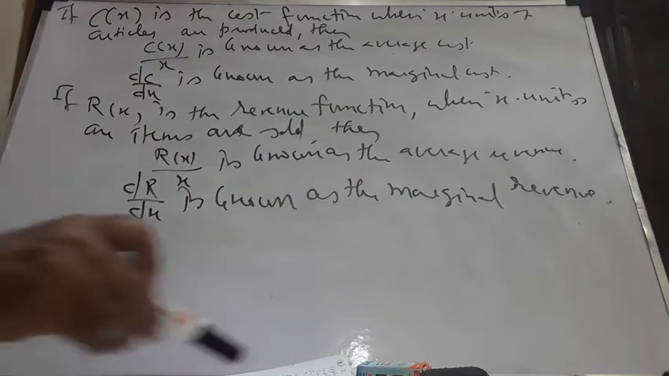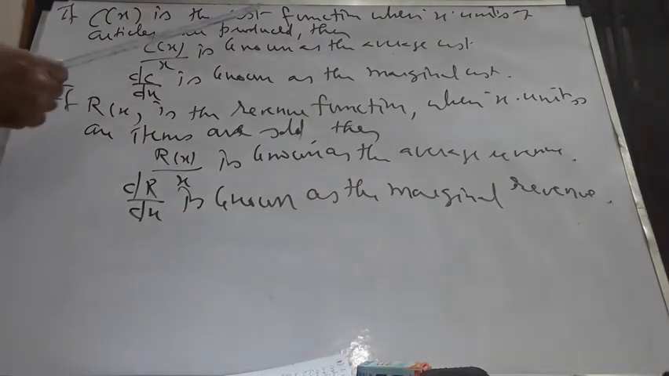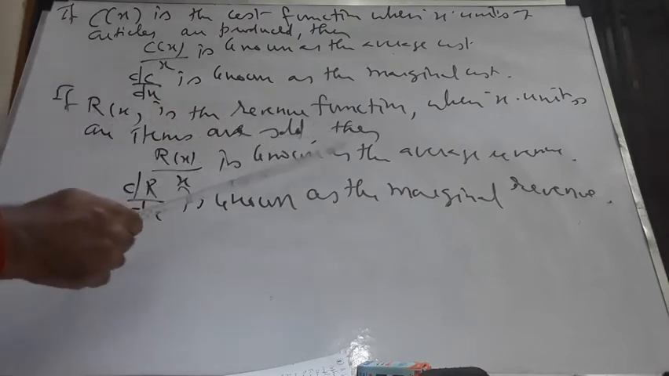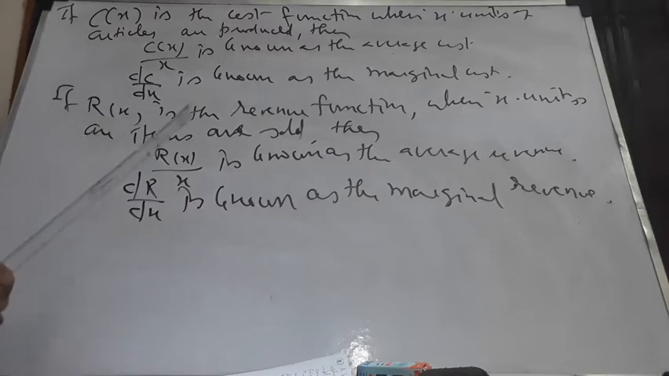dR/dx is known as the marginal revenue. If C of x is given as the cost function where x units of items are produced, something by x is nothing but, for example, if the cost of 10 apples is 100, what is the cost of 1 apple? We divide by 10. Same way, dC/dx is known as the marginal cost. Similarly, R of x by x is known as the average revenue. When R of x is the revenue when x units are sold, then dR/dx is known as the marginal revenue. We'll do some problems under this, then move on to the next topic in the next video.